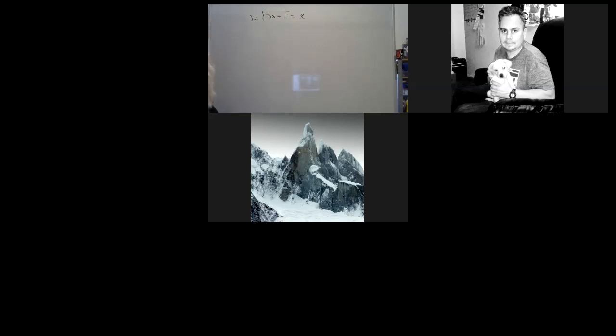So step 1 was to isolate the radical. So that's telling me that I need the radical by itself. So we're going to move this 3 to the right side. So we'll subtract 3 from both sides. So that's going to give me the square root of 3x plus 1 is equal to x minus 3. Now that the radical is by itself, we'll come in and square both sides. So square this side, and we'll square this side.